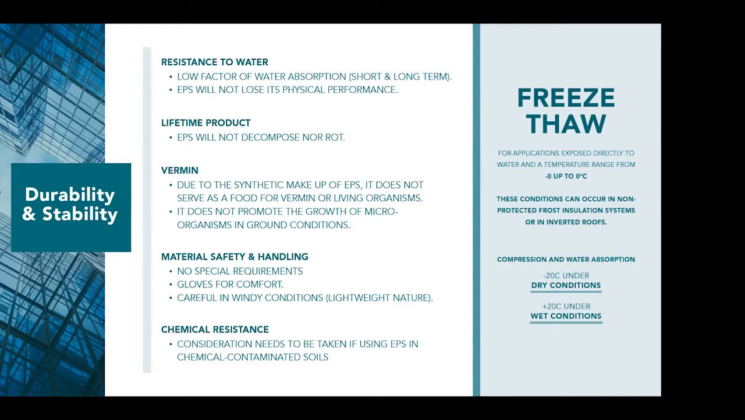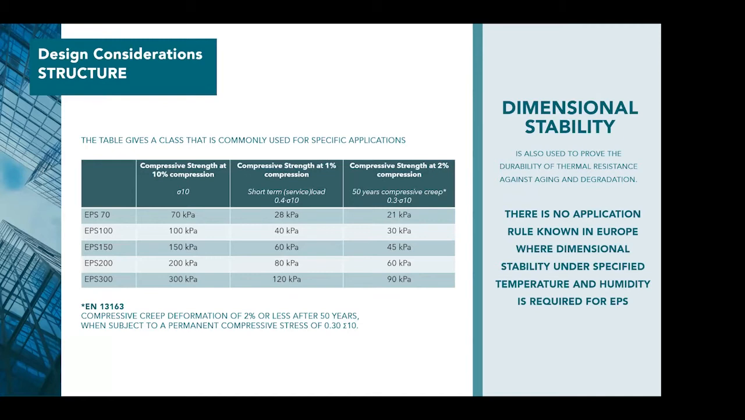Chemical resistance. Consideration needs to be taken if we're using EPS in a soil, or around a road where there may be a fear of a burst of chemicals and fuels in close proximity to the EPS. We need to think about maybe a separation layer so that it doesn't affect it. So these are some of the considerations that we look at when we're designing.